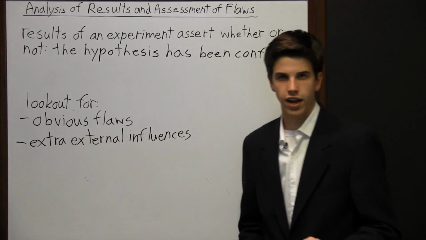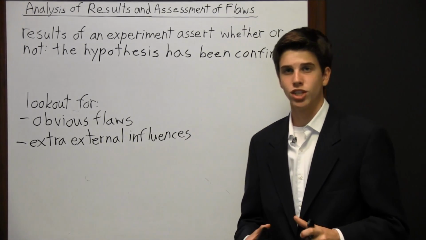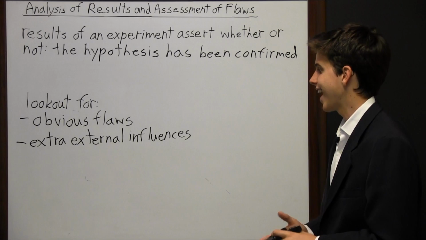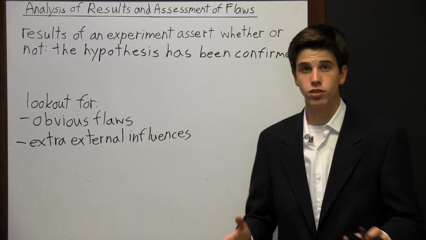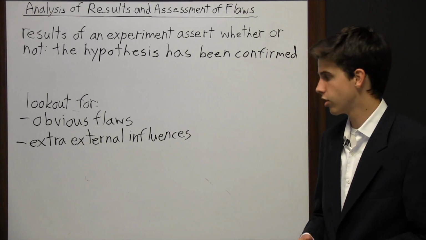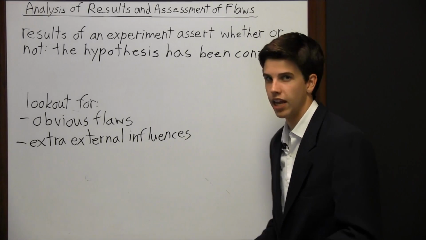In order to be effective, a scientific experiment should isolate the problem with which it is concerned, and so it should eliminate any extra external influences. So if those are there, then it's just confusing the whole process of analysis. And so you should be looking out for obvious flaws and extra external influences.